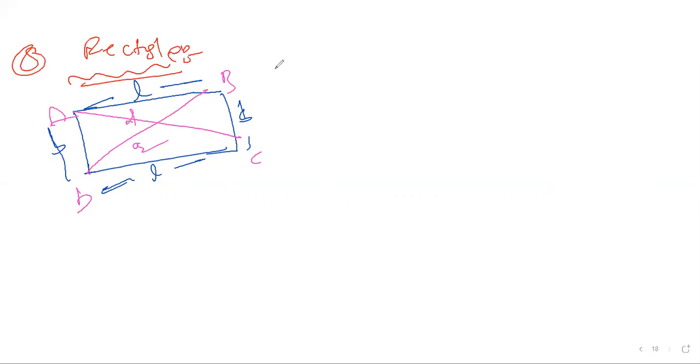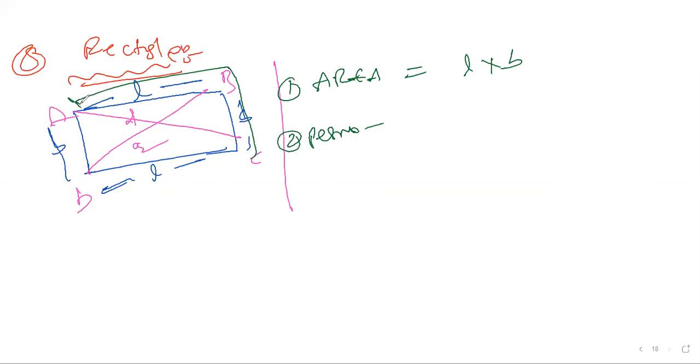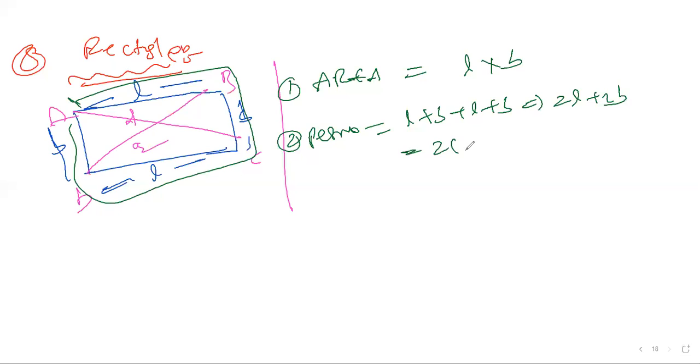Now you are toppers. Please welcome the answers. Number one: area. The area of a rectangle is side into side, length into breadth, L into B. Next, perimeter means L plus B, L plus B. You can take 2L plus 2B, or 2 times of L plus B. It doesn't have any volume, so you cannot give a formula for volume.